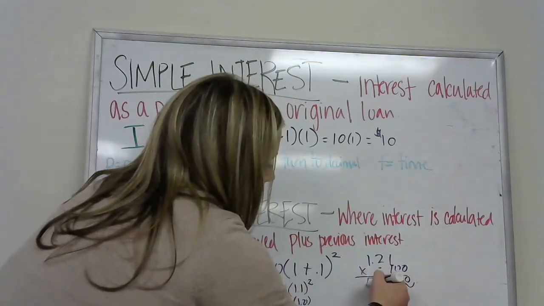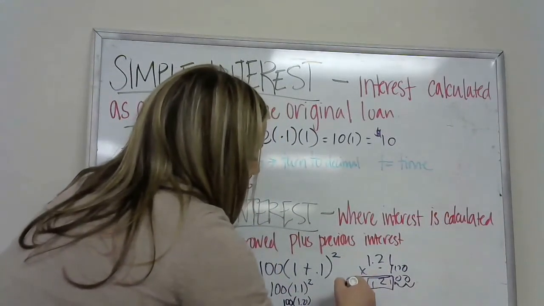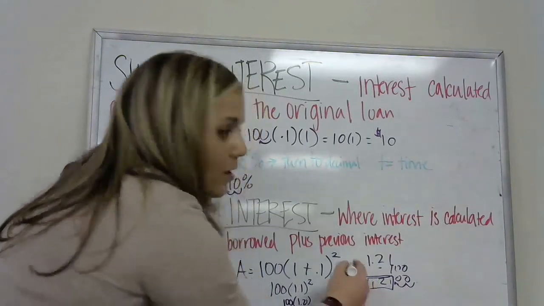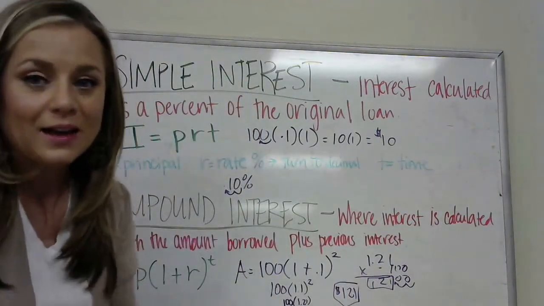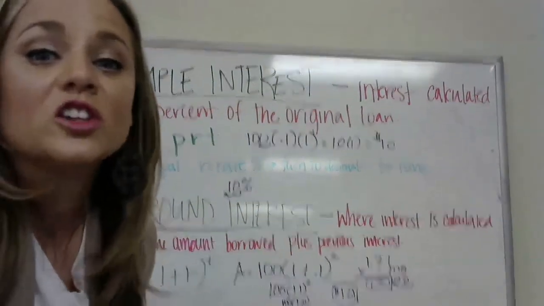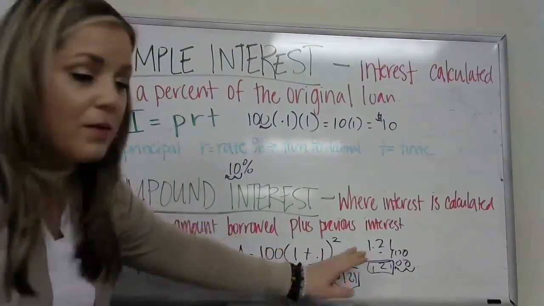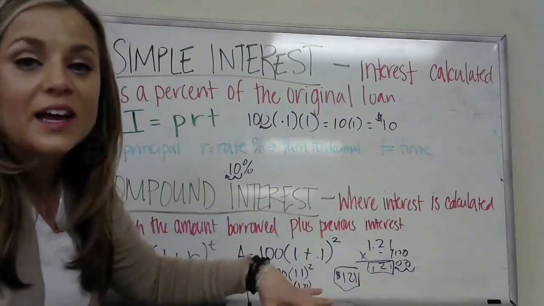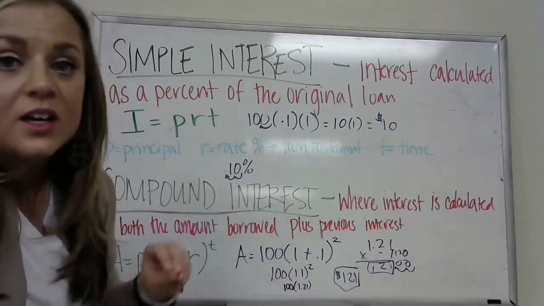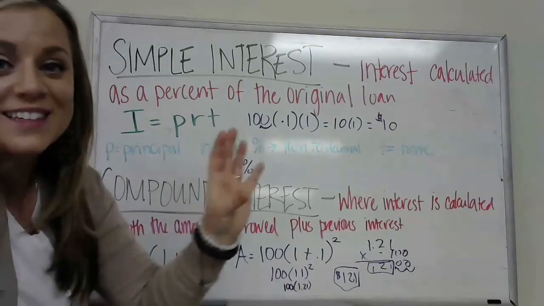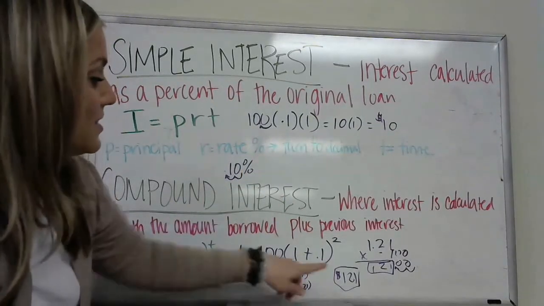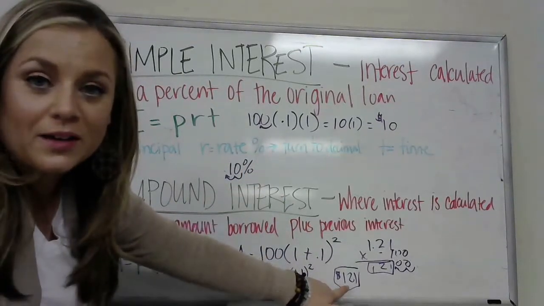So it would cost me $121 to pay Tate back in 2 years. So if I borrowed $100 from him from the beginning, and he said 10% interest, it's 10% the first year and then 10% the second year. He's going to make $21 off of me, okay?